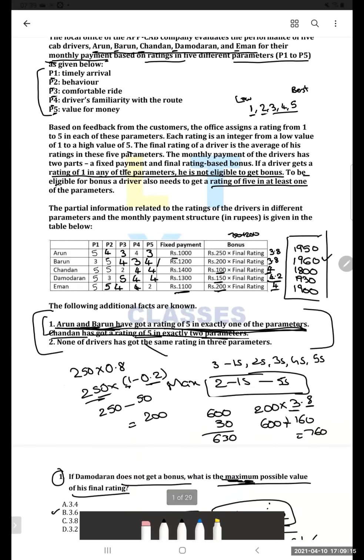You can look at this question again after the class and try to solve it by yourself and see if you can arrive at the right answers for each of these questions. All that was involved in this question was simple averages, identifying the right information and putting it in the grid, and choosing the right ratings for each of these parameters for various drivers, depending on whether you're solving for the maximum or the minimum.